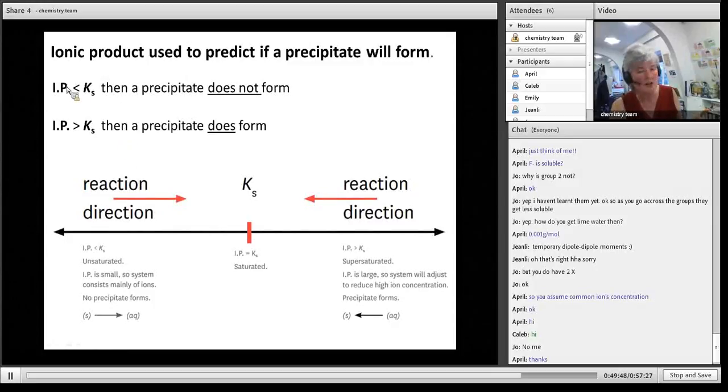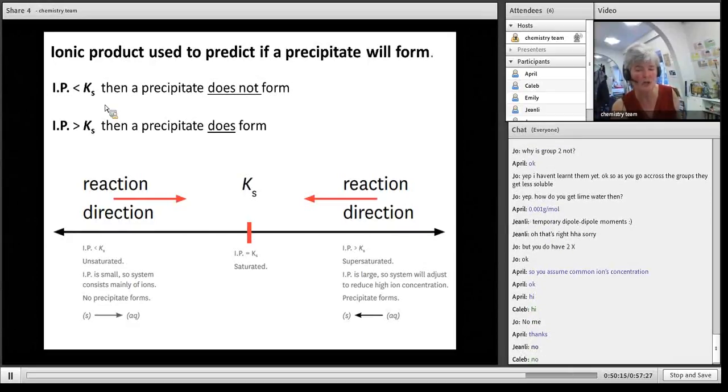If your ionic product is smaller than your Ks, then you won't get a precipitate being formed. Okay, because it just means I don't have, because remember what your Ks is, it's your solid in equilibrium with your products. So if the IP is smaller, I've got fewer products. So I've got fewer ions in solution. If I've got fewer ions in solution, will they precipitate out? No, because I've got fewer of them, so they're less likely to collide and start precipitating out. So if my IP is smaller, then a precipitate won't form.